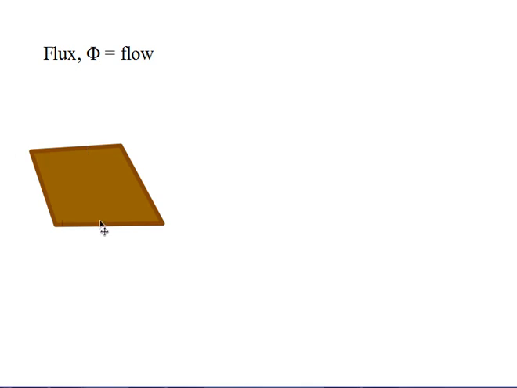This is a patch of area, and let us assume that there is water flowing through that area that I would like to talk about, the amount of flow. Well, clearly, with water flowing this way, there is going to be flux through the area. But if the water is flowing parallel to that plane, then there would be no water passing through the area. There would be no flux.